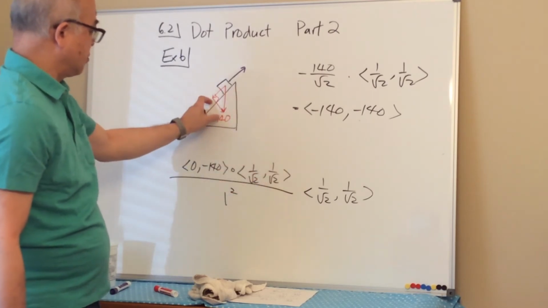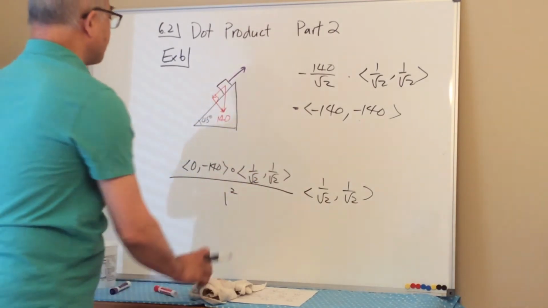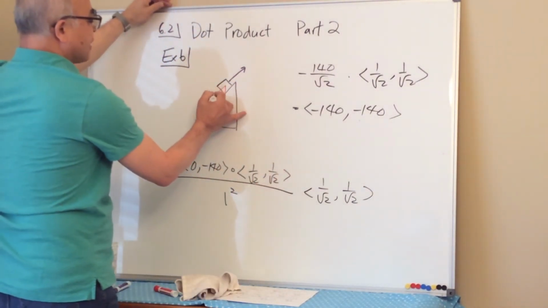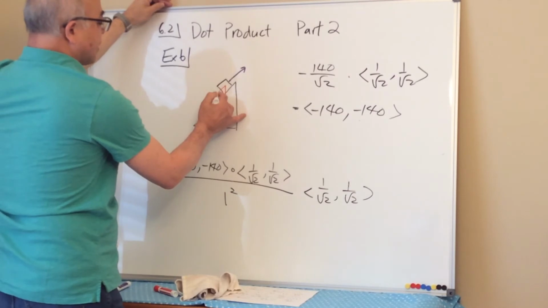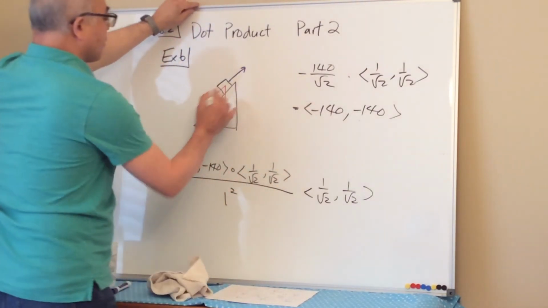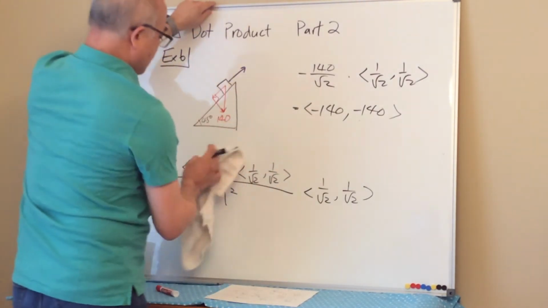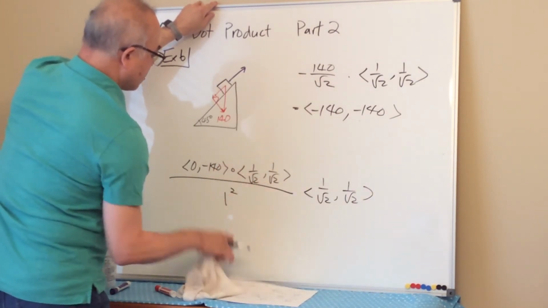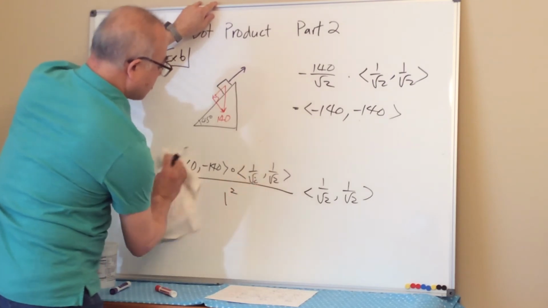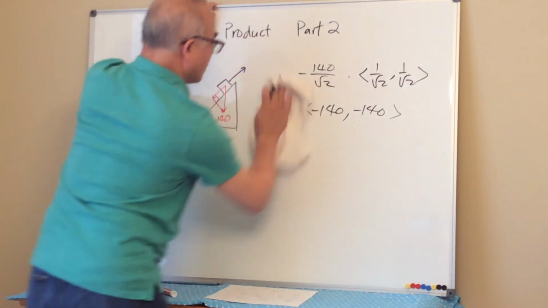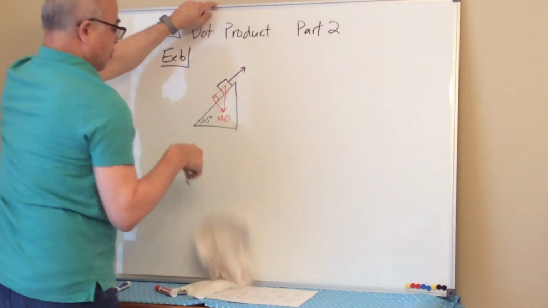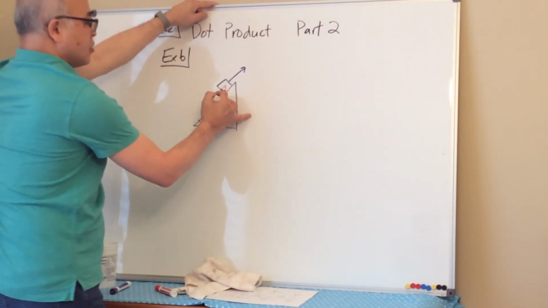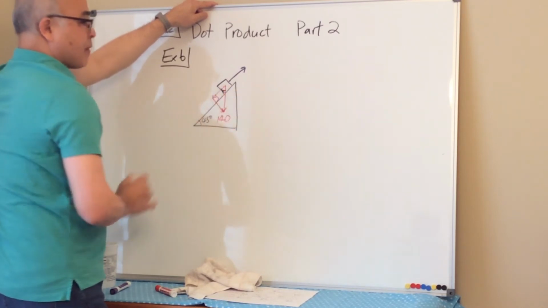Oh, I'm doing two things at the same time. Let's go ahead and find this guy here first. So if I find this guy, what do I get? So this will be... what do I get here? This is 45 degrees, correct? This is 45 degrees. So what do I get here? What is the magnitude here?